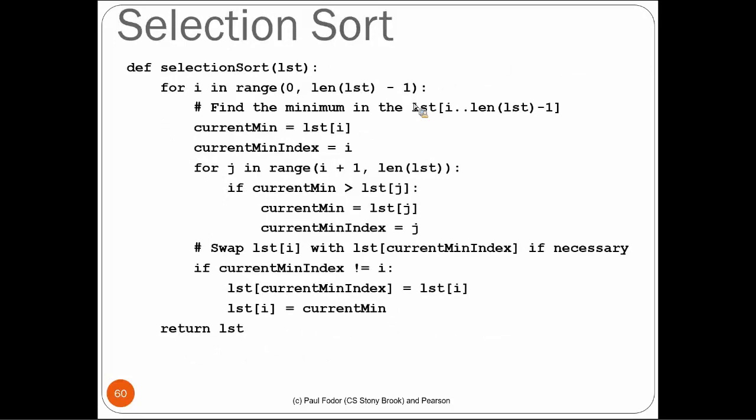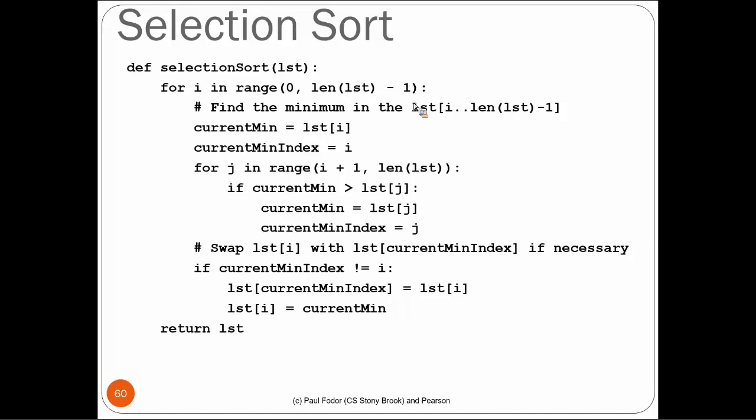Selection sort is very similar. We basically range from the beginning of the list to the end of the list, and for every index i, we find a minimum in the list from i to the length of the list -1, to the end of the list. By assigning to the variable current minimum the element at index i, and the current minimum index the index i, and then for every j in the range from i +1 to the length of the list, if the current minimum is greater than the element at index j, that means that the current minimum is not the minimum in the list.